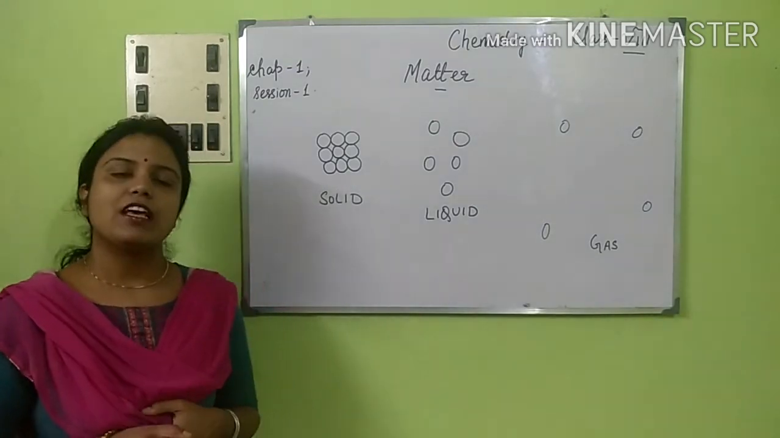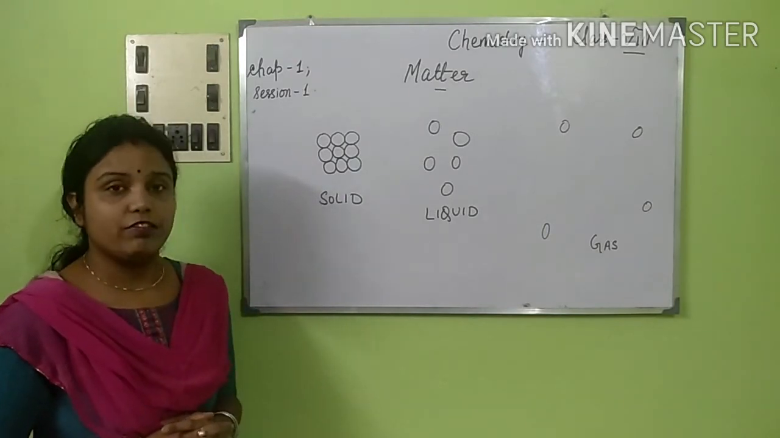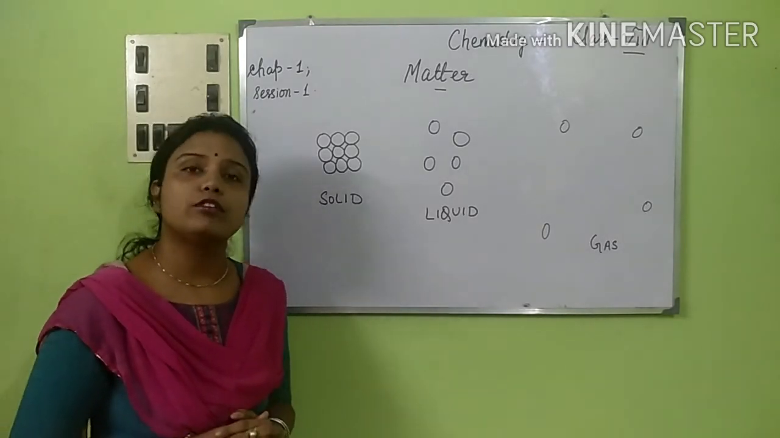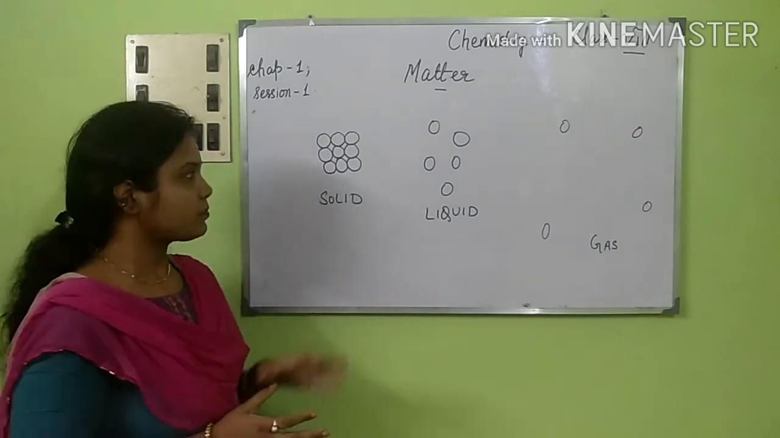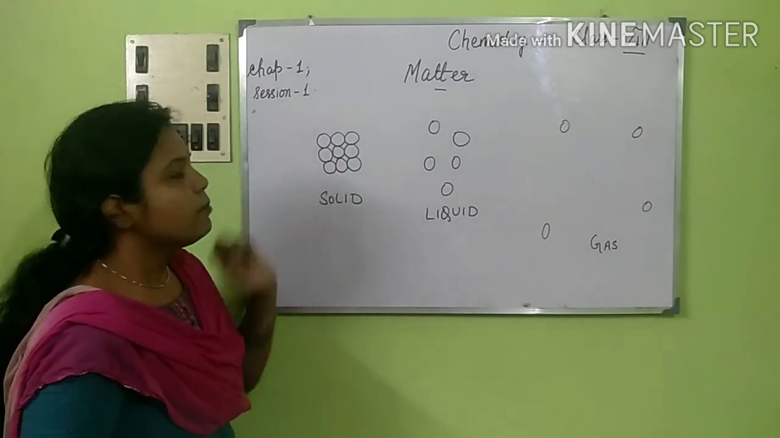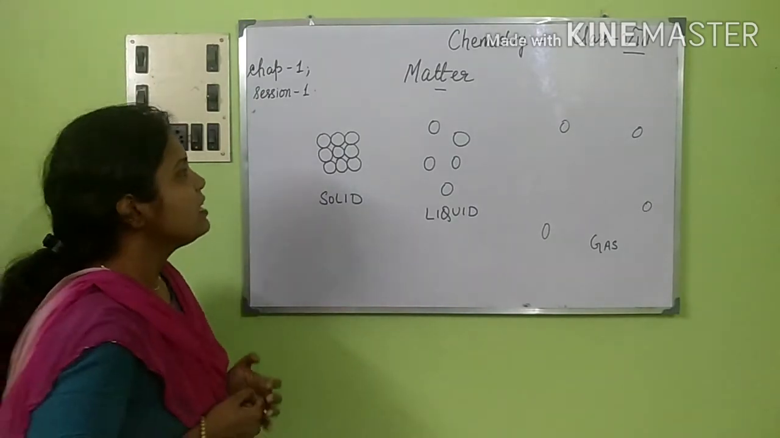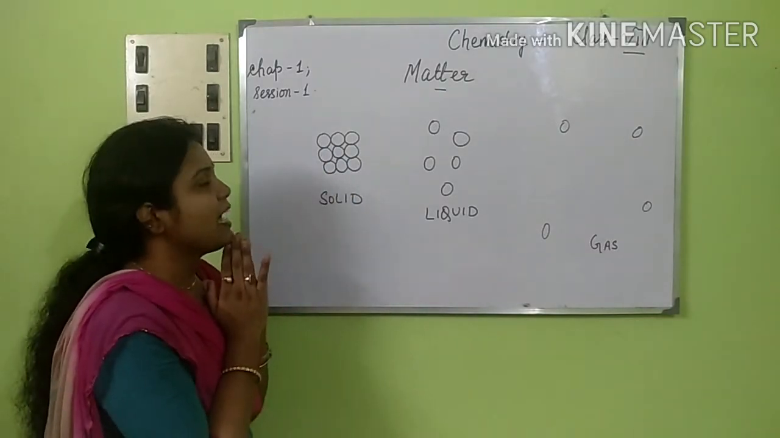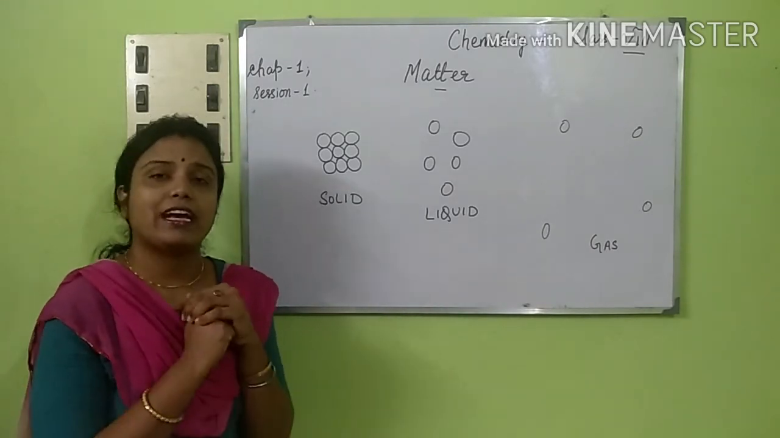Now the fourth point states that these molecules have one type of attraction between them, which is known as intermolecular force of attraction. In solids, these tiny particles, known as the molecules or atoms, are so closely packed that they have a strong bond acting between them.